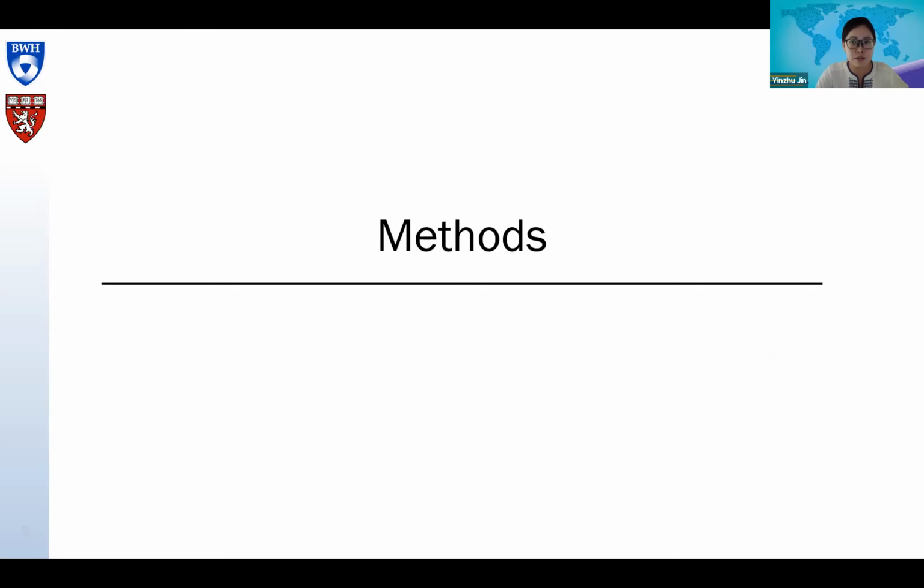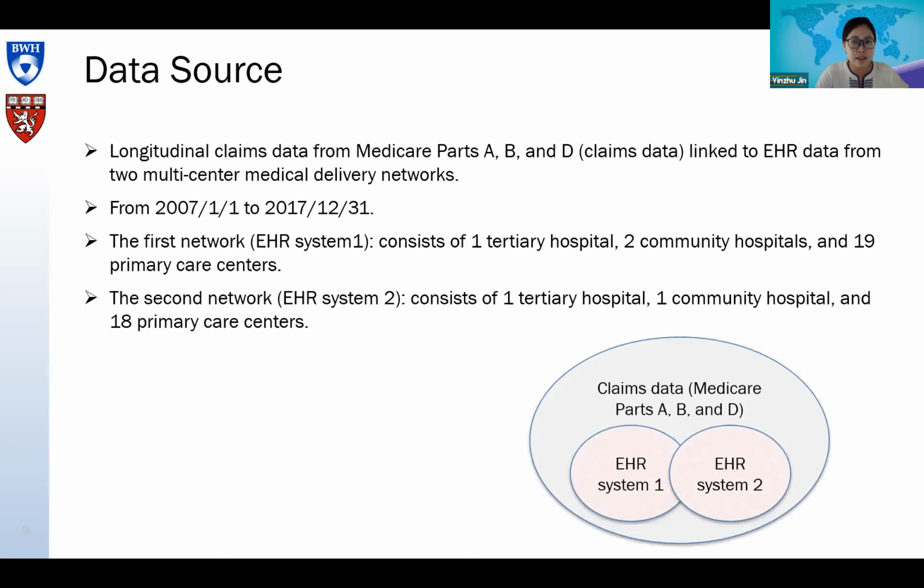So now let's go through the methods. We used Medicare Parts A, B, and D claims data linked to 2 EHR systems from 2007 to 2017. Previously, in our EHR continuity prediction model study, system 1 was used as a testing set and system 2 as the validation set. Both EHR systems include care facilities across the whole care continuum.